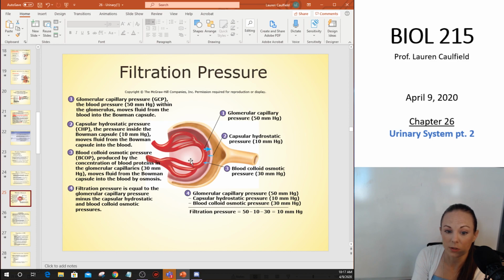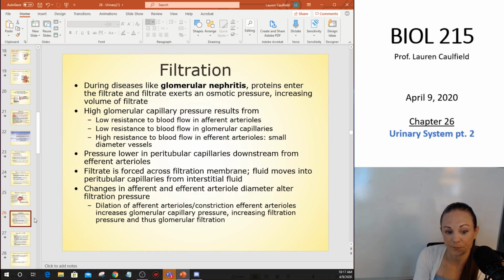Okay, so let's look here. So here's our afferent arteriole, here's our efferent arteriole. If you're flowing in easily, if you constrict this, okay, you're going to create a backup of pressure in the glomerular capillary bed itself.